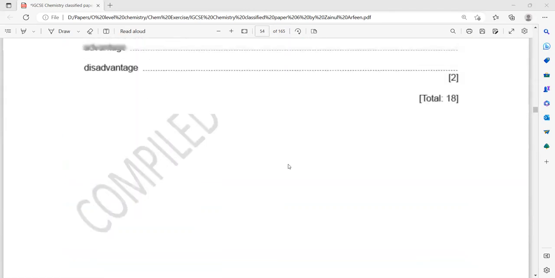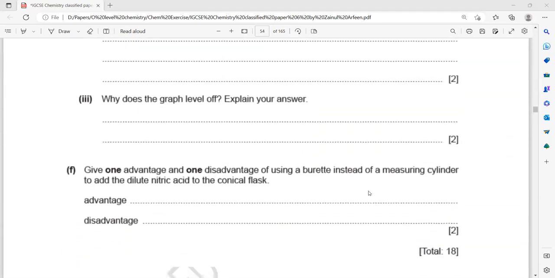So these are some experiment questions from classified paper 6.